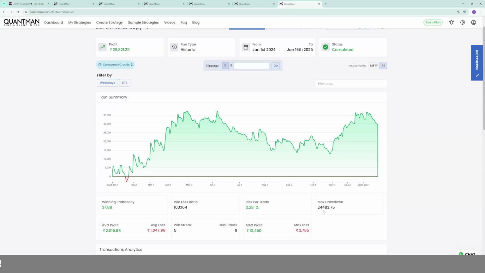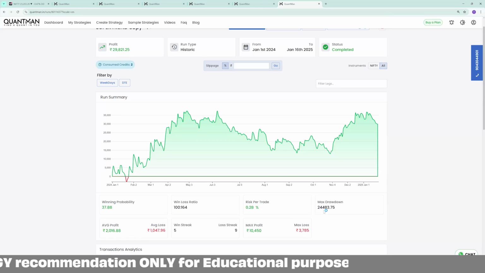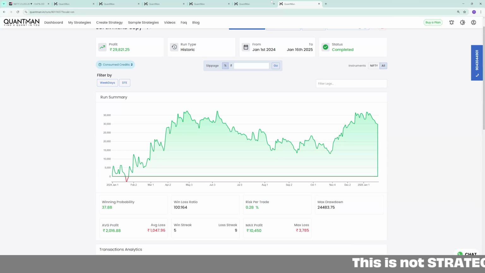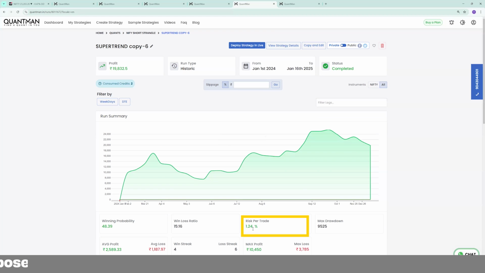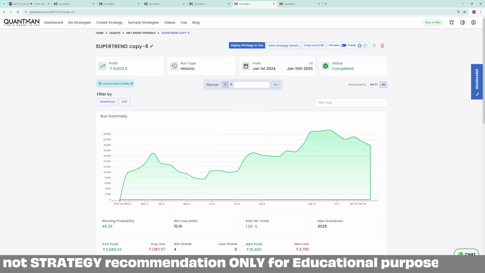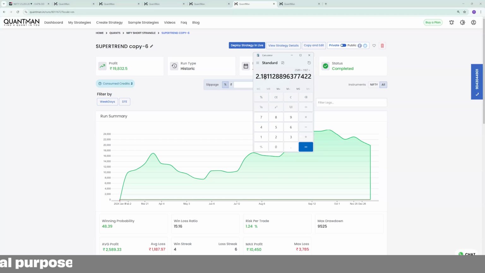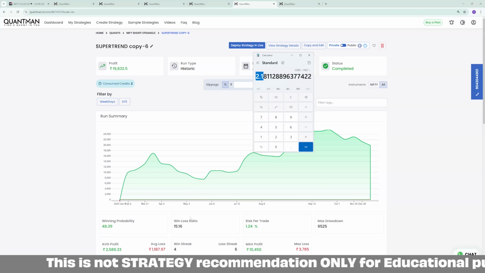Actually, in Quantman, we only backtest on the strategy results. Apart from that, you need to add slippage and then brokerage and trade charges. After that, you need to understand the performance. Then it will show the risk per trade is 1.2 with a 1:1 risk to reward ratio. Average profit divided by average loss is the risk to reward ratio. A minimum of more than 2 will be good. Here 2.1 is the risk to reward ratio with a 48% winning probability.